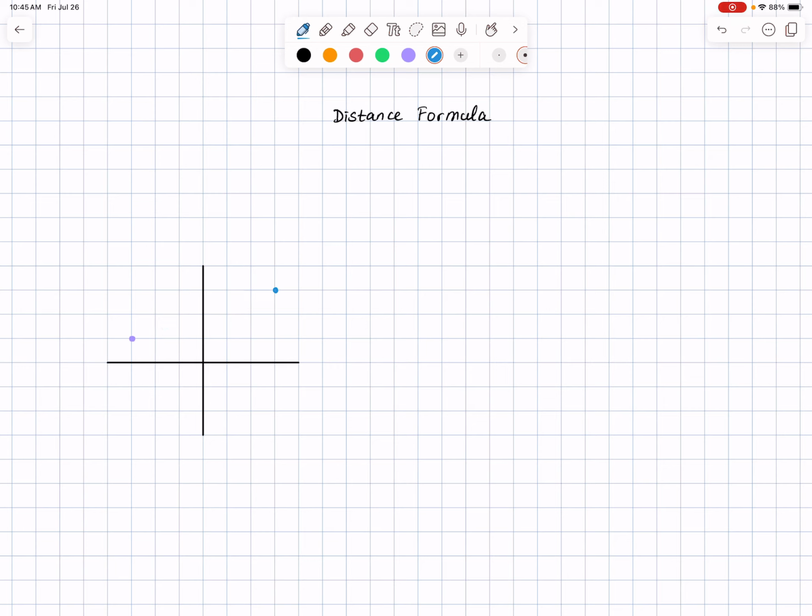So we have this formula here, which is distance equals the square root of x1 minus x2 whole squared plus y1 minus y2 whole squared, all under the square root. So that is our formula.